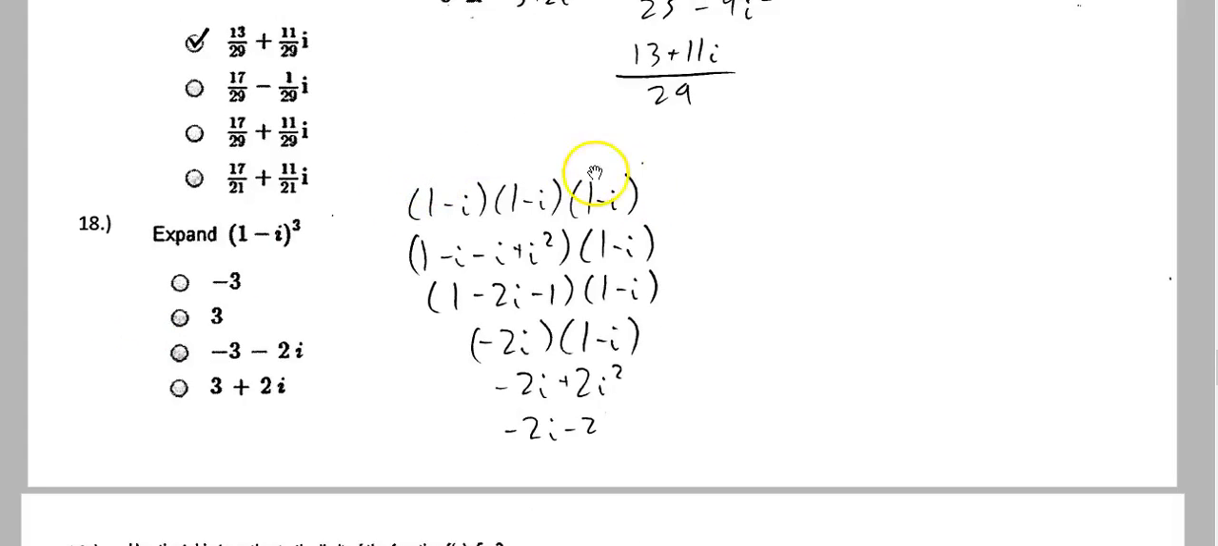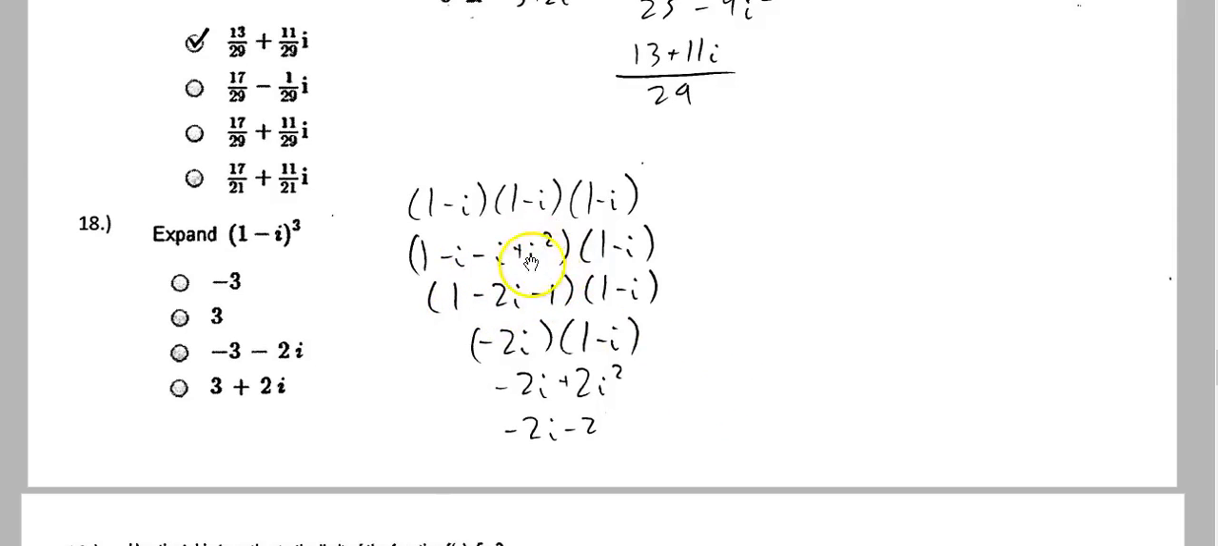Here we have 1 minus i cubed. There is another way of doing this called the binomial expansion, but I think especially for a smaller exponent like this, you guys would be just as well off by foiling this out. So 1 minus i cubed means writing 1 minus i 3 times, and then foiling, combining like terms, and then foiling again.